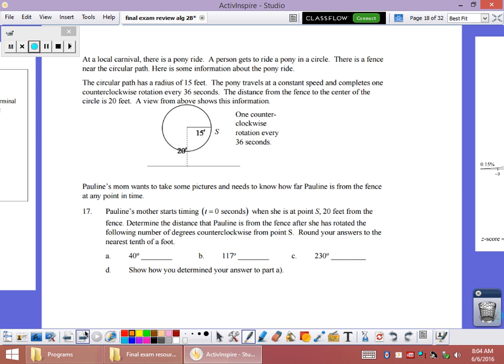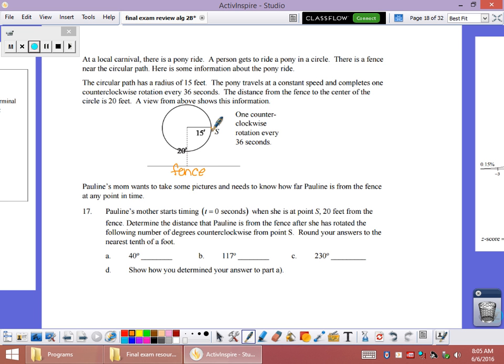All right? And we move into some applications here. We have a pony ride, and you're going in a circle on the pony, and here is the fence.